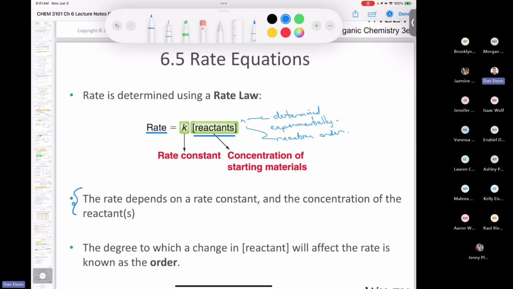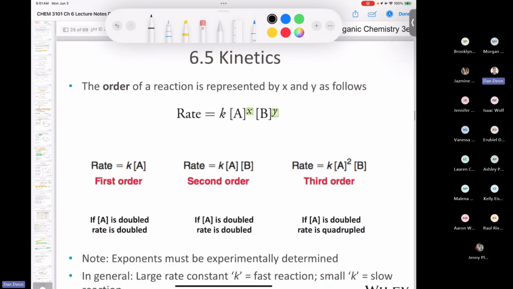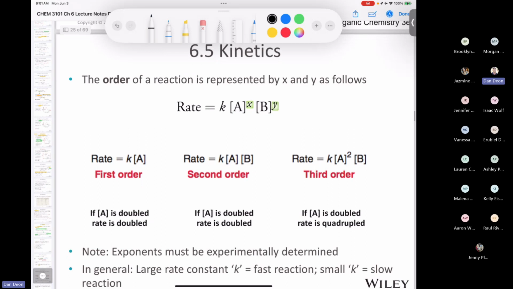But the degree to which the concentration of your reactants affects rate is going to be related to the reaction order, okay? So this number here is the reaction order. And again, if you're a UCCS student, this would have been covered in chemistry 1411. You would have seen this in dirty detail in this class. So the order of reaction is represented by X and Y.